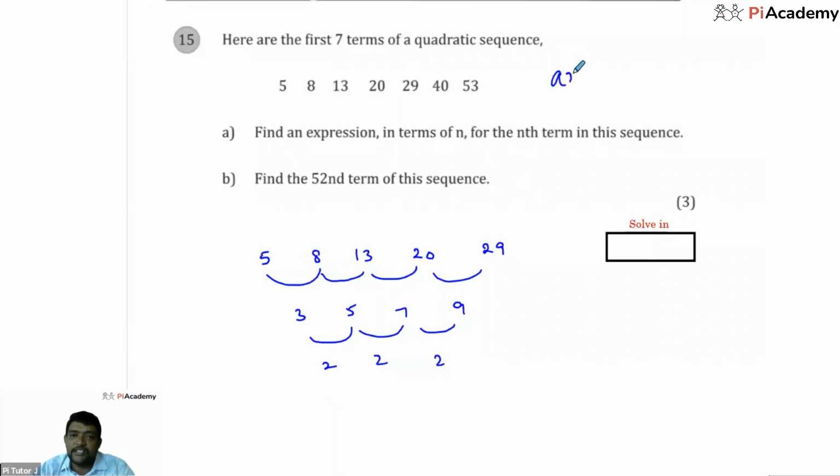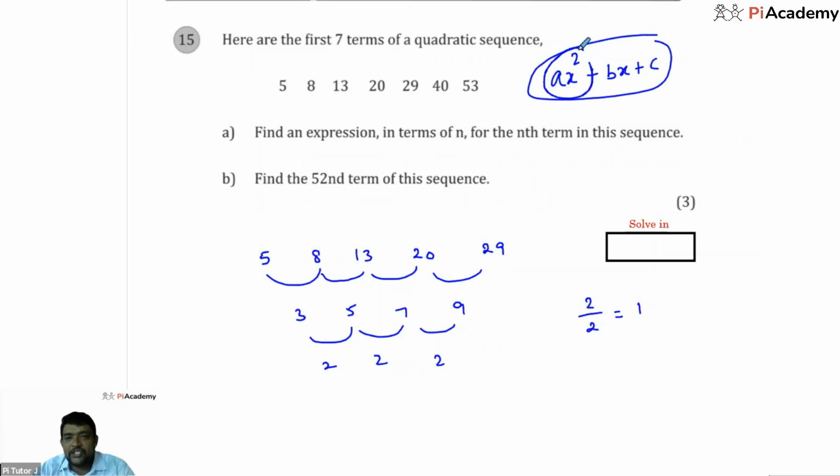The nth term of a quadratic sequence would be of this form: ax squared plus bx plus c, okay? This would be the form of an nth term. Now, you see you have 2, 2, 2 here, right? So you divide this 2 by 2, so that is 1. So the coefficient of x squared is 1. After you get the common second difference, you divide by 2. So 2 by 2 is 1, and that becomes the coefficient of x squared. So basically you have 1x squared. Now, you need to find bx and c as well.